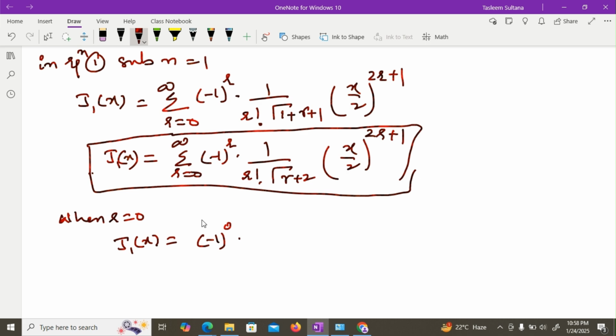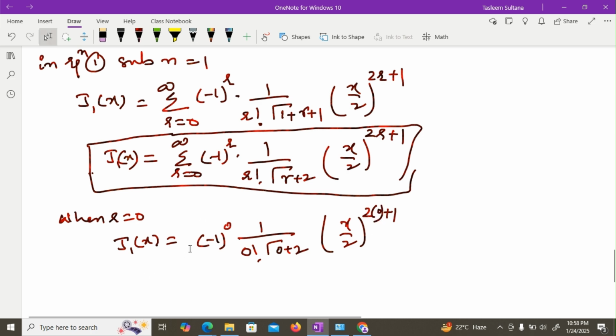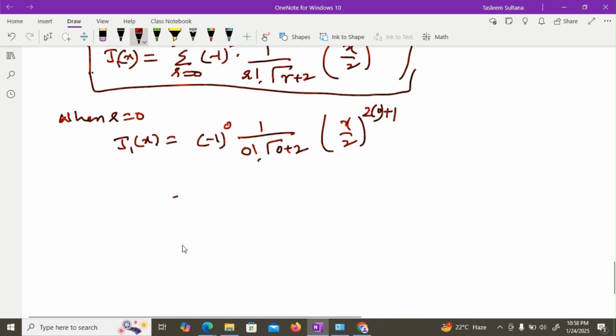J1 of x is equal to the summation of (-1) to the power of r, 1 divided by r factorial gamma of r plus 2, of x by 2 to the power of 2r plus 1, where we are substituting in the above equation r is equal to 0. So this has to be 0. I have written it r, so it should be 0.